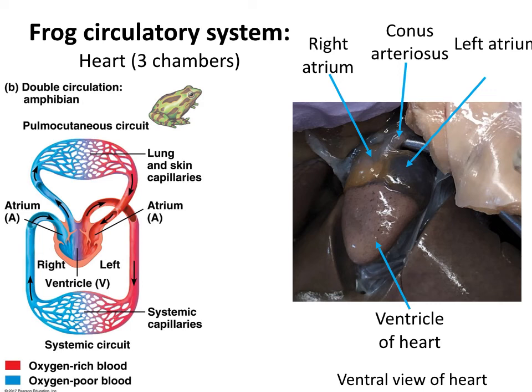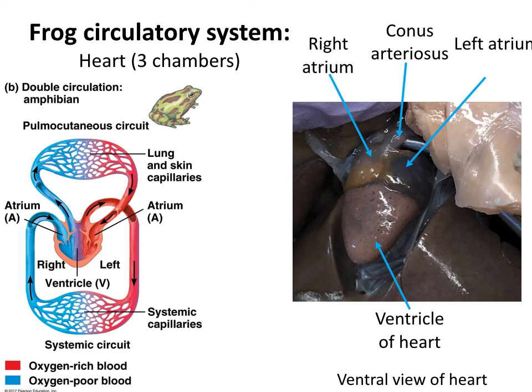or the skin capillaries, the oxygenating circuits, what's called the pulmocutaneous circuit. Pulmo means lungs, pulmonary, and cutaneous refers to skin. Okay, so the pulmocutaneous circuit is where they get oxygen. And then the systemic circuit is the circuit that takes that oxygen to all the cells in the body and picks up carbon dioxide. Okay, in us, those 2 circuits are completely separated by the 2 different sides of our heart, the left and right side. In a frog, though, those 2 circuits mix in the single ventricle.